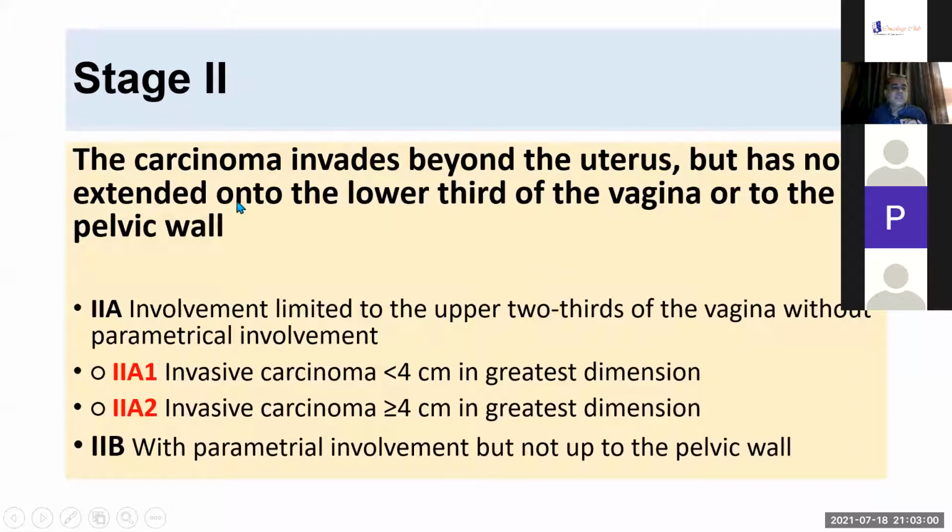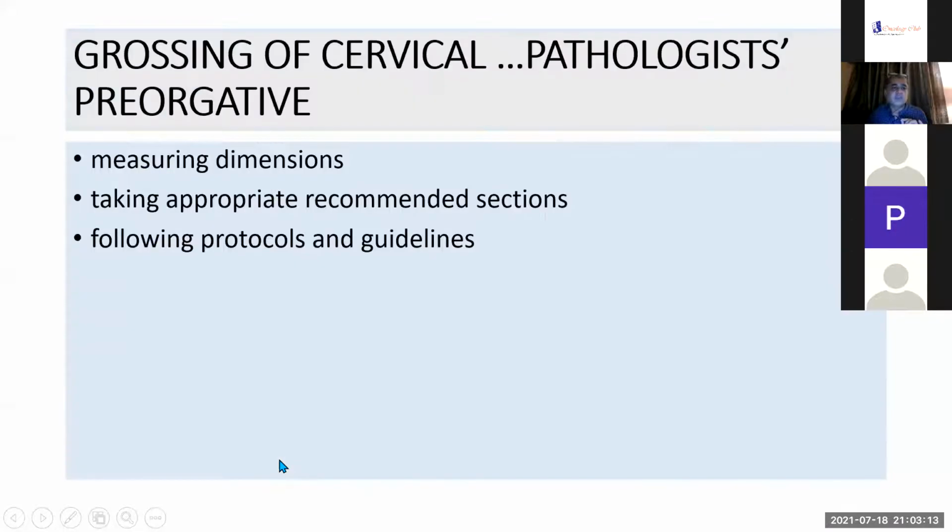Stage 2 is again divided into 2A and 2B, and 2A has got 2A1 and 2A2 based on the dimension again, with and without parametrial involvement or vaginal involvement.